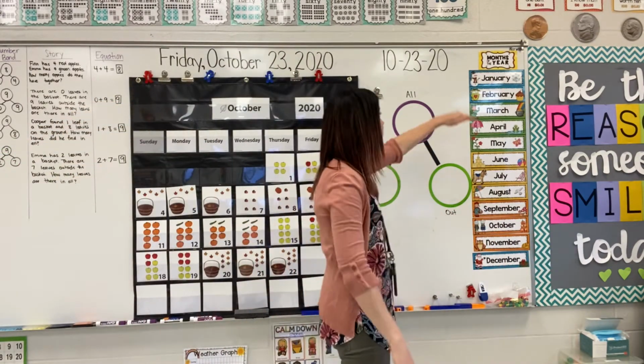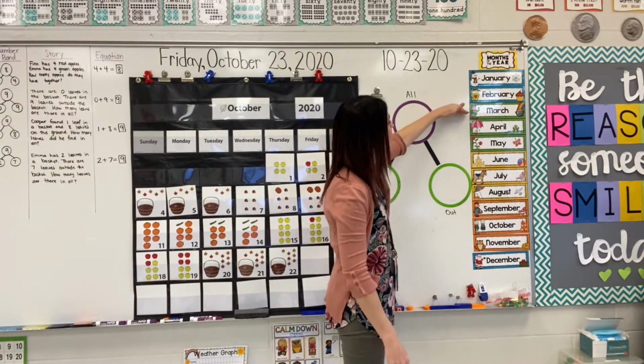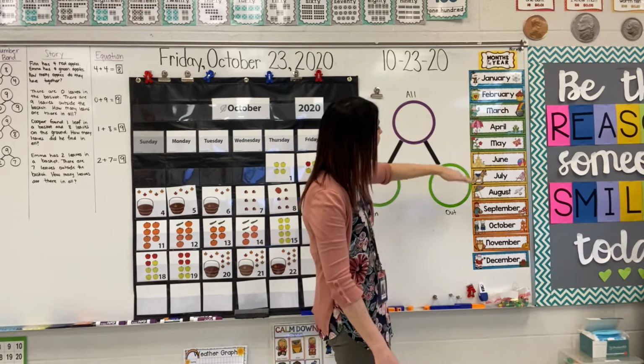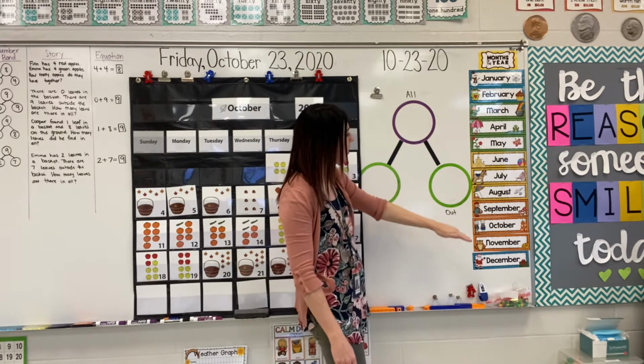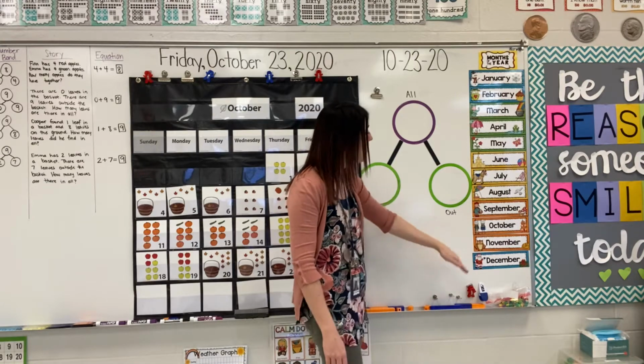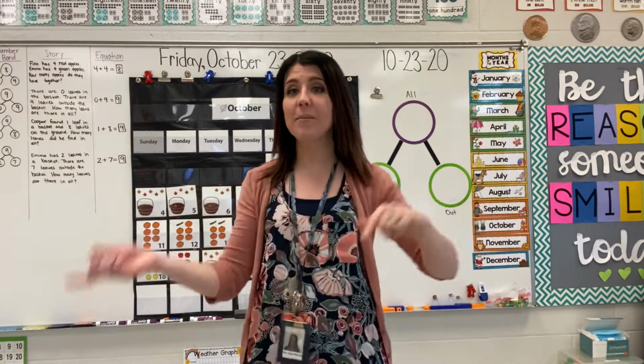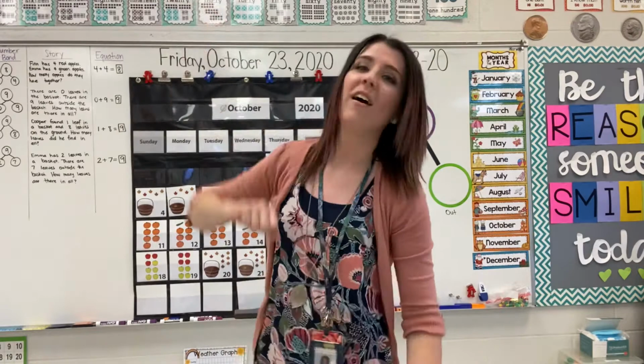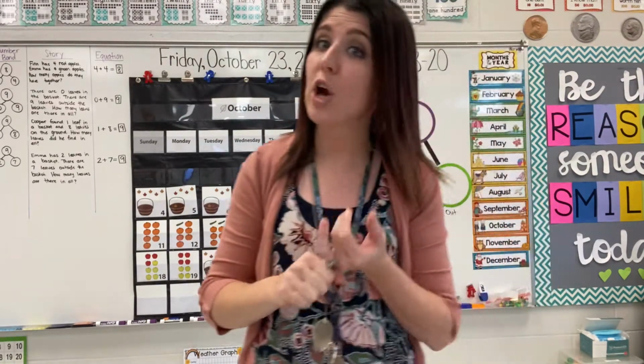Very good. Now can we sing all of our months to make sure that you are remembering them? Here we go. January, February, March and April, May, June, July and August, September, October, November, December. These are the months of the year.